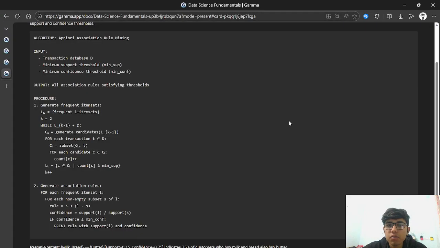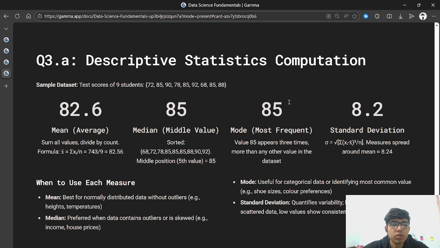So let's start with a small data set. Our data set values are basically test scores of 9 students. Our data set includes 75, 72, 85, 90, 78, 85, 92, 68, 85, and 88.